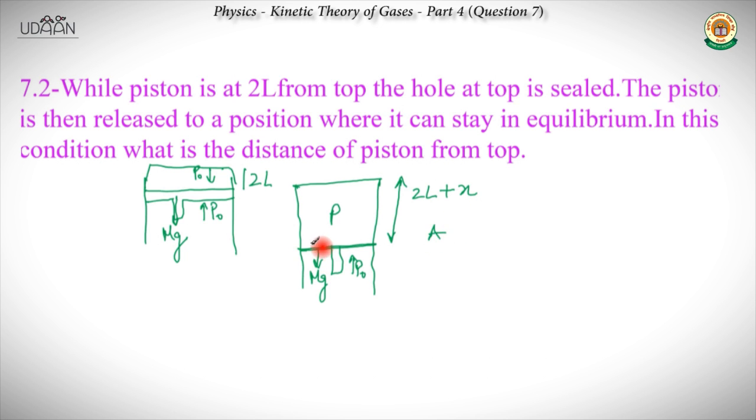Therefore the area of the piston into pressure plus mg would be equal to the outside pressure into the area. So the pressure would come out to be P naught minus mg by A, where A is the area of the piston. Correct.